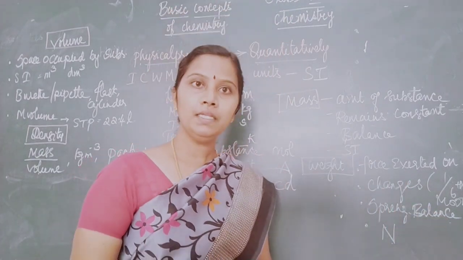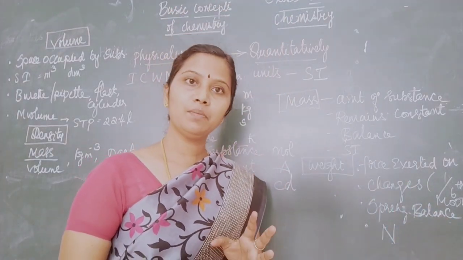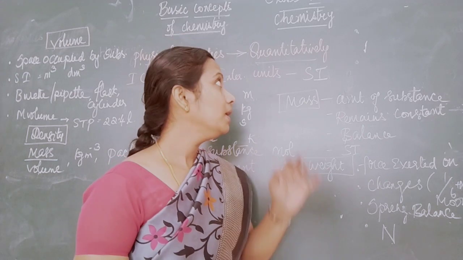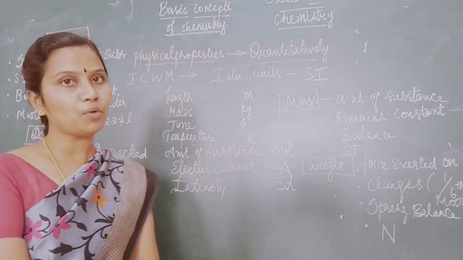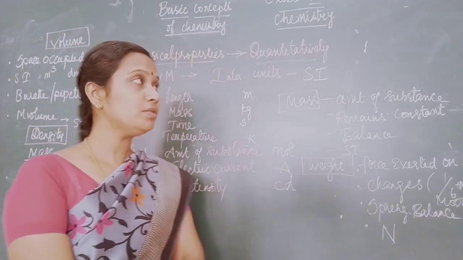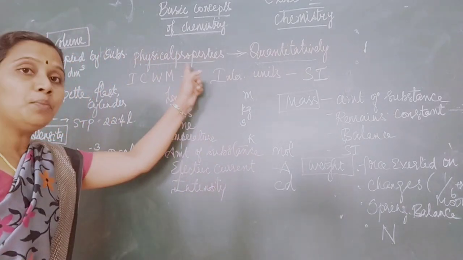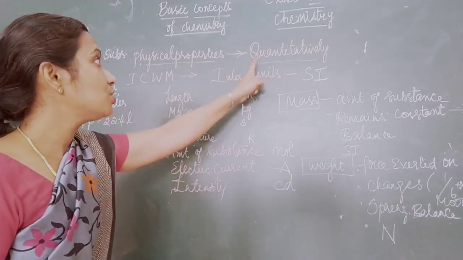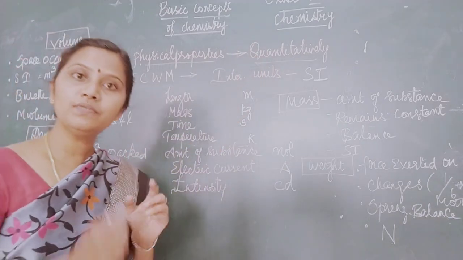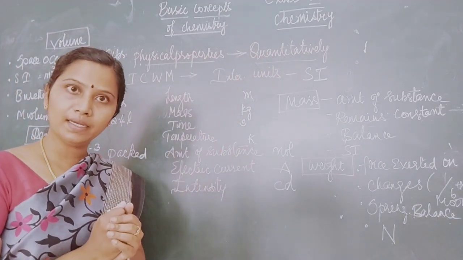So we have seen the properties of matter as physical property and chemical property. Now how to measure the properties of matter, that we are going to see. Physical properties should be measured quantitatively. All the physical properties should be measured quantitatively.